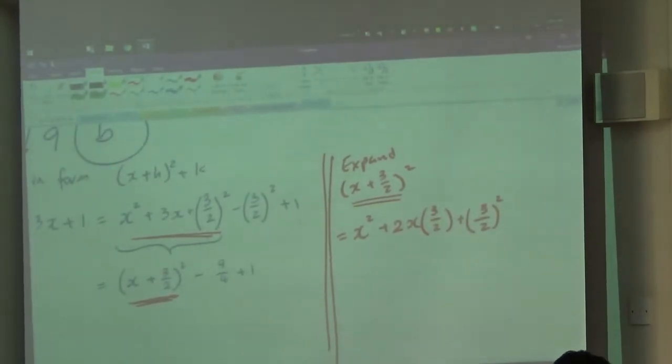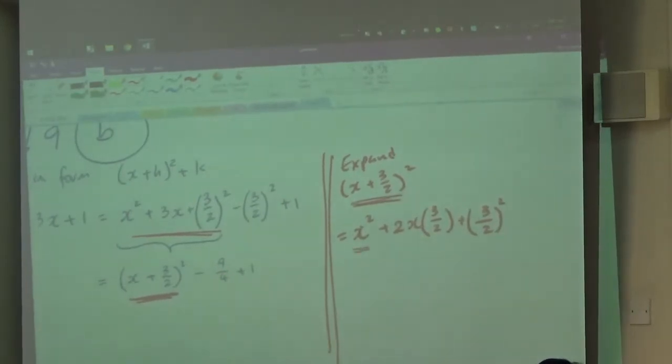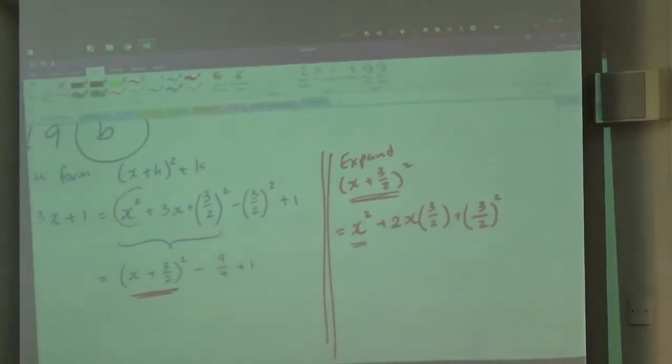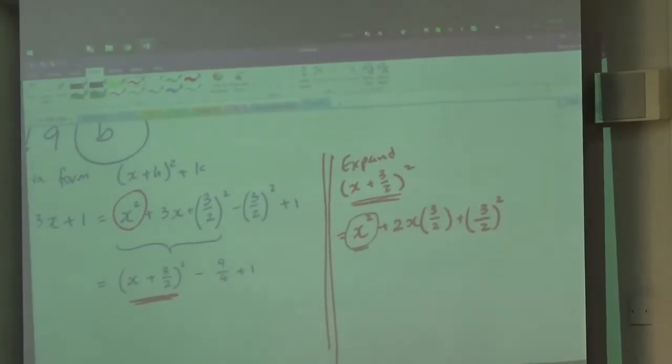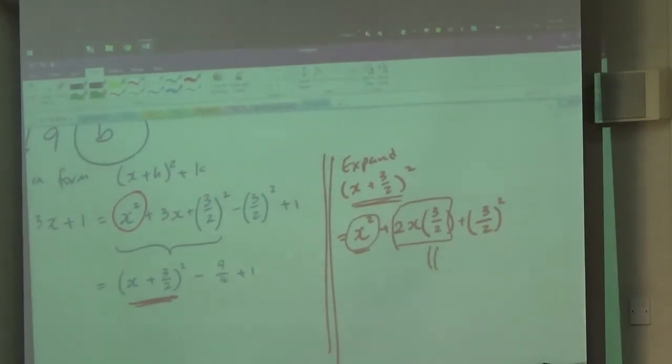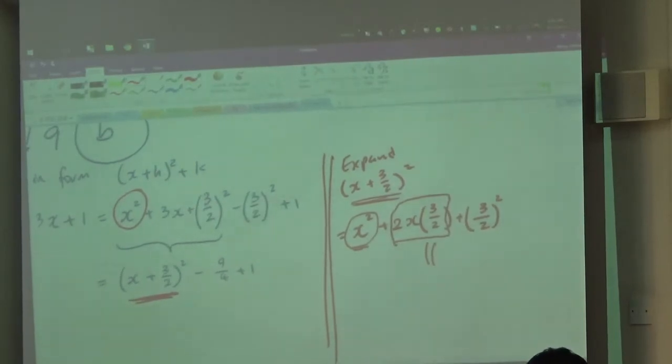And now I'm just working backwards. Okay, so when I expand it, I have an x squared term, which is found here. That is my first term. Now my second term, 2x times 3 over 2. How much is this? Are you sure 6x? 6 over 2x, how much is that?